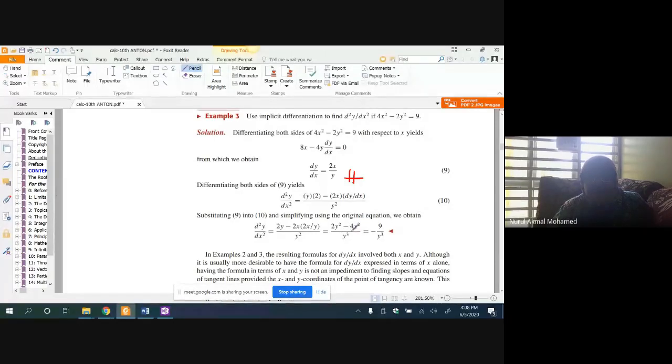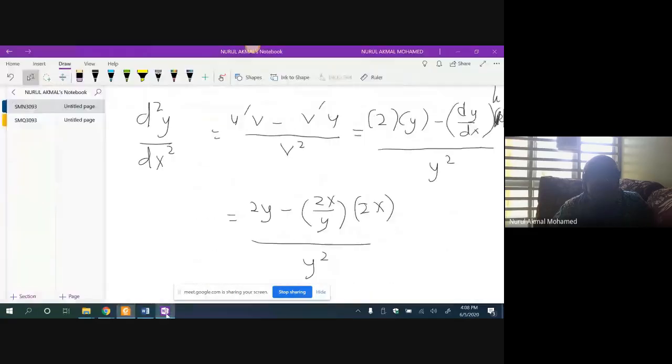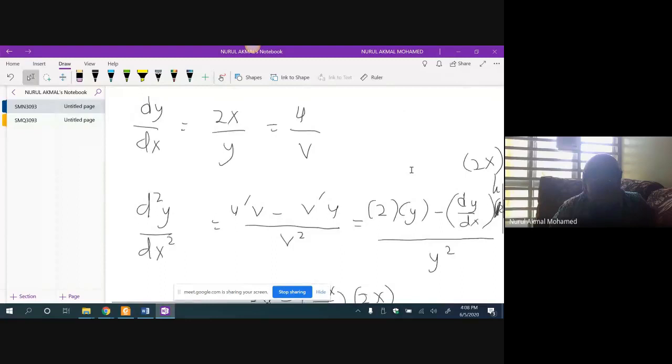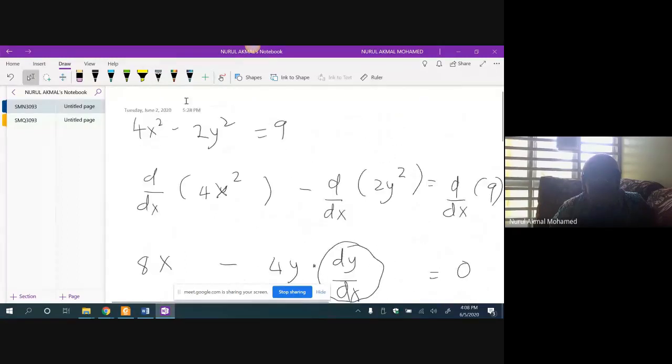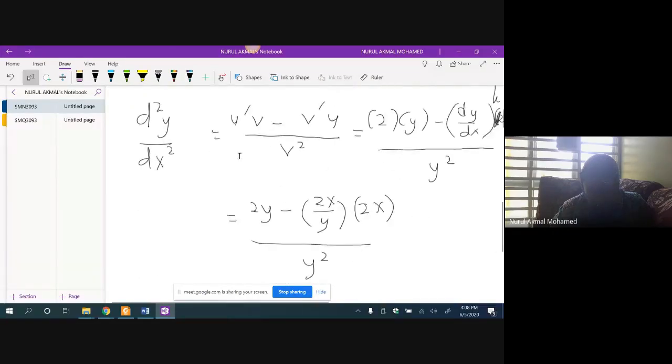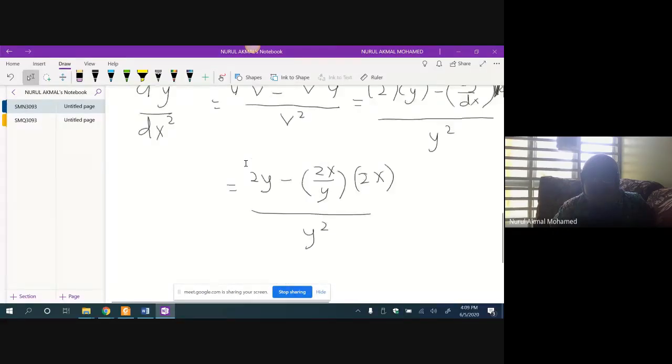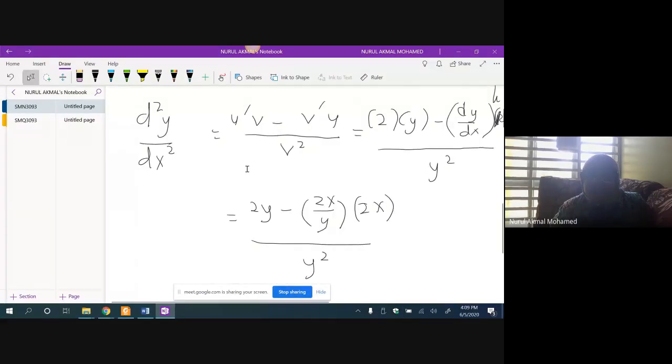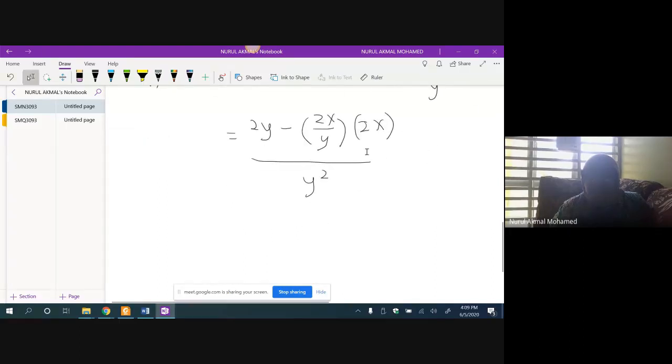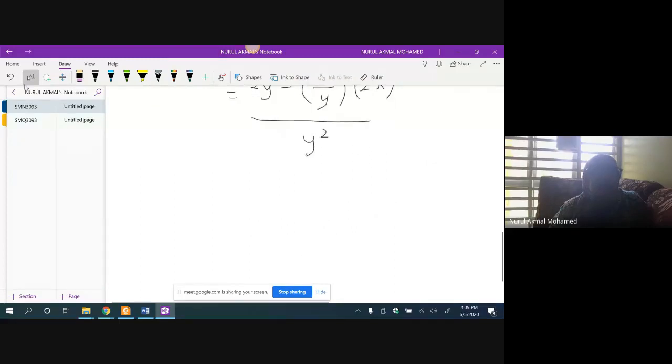They get negative 9 divided by y cubed. How do they get that? Before that, we have 4x squared minus 2y squared equal to 9. Can we simplify this? How can we simplify this?